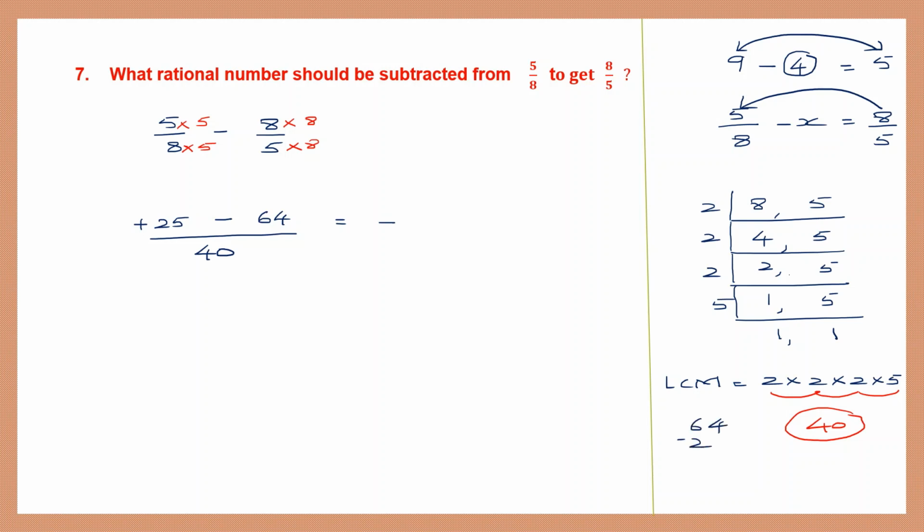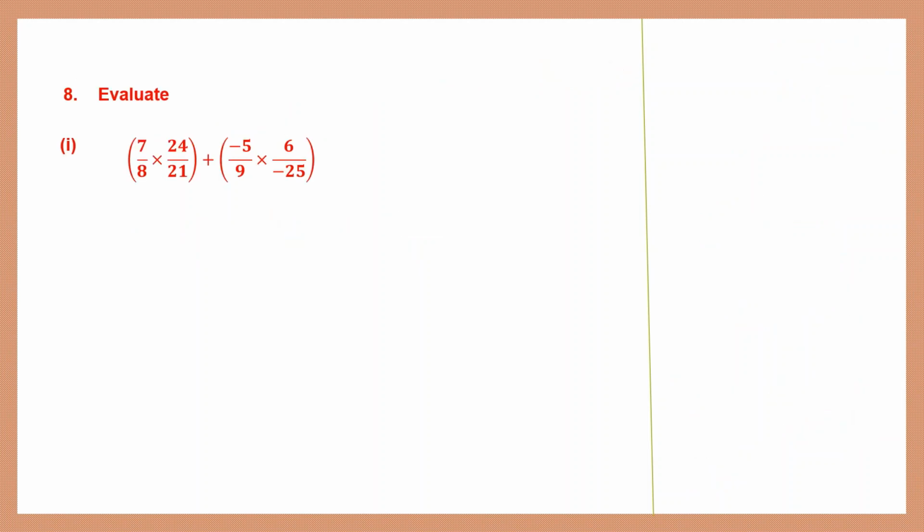So let's do that. So here we have to borrow. 14 minus 5 is 9. 5 minus 2 is 3. So here we get minus 39 as the numerator. In the denominator we have 40. So what's our answer? Minus 39 by 40.